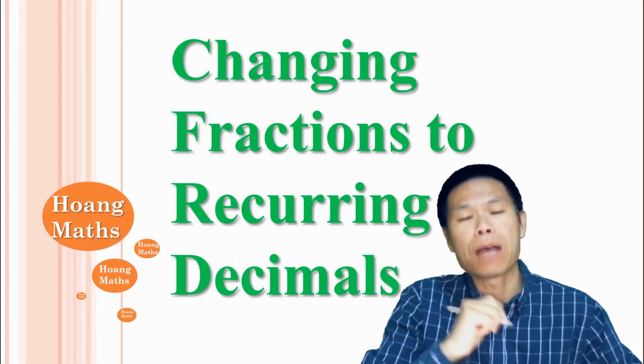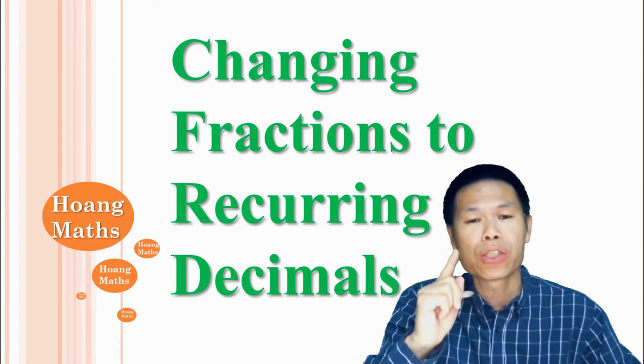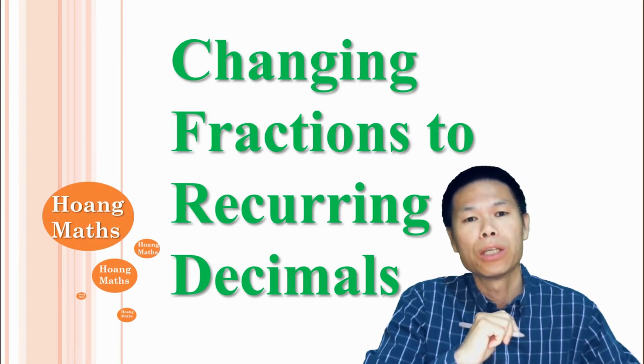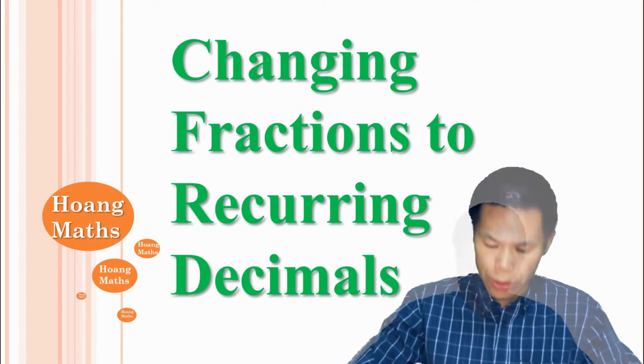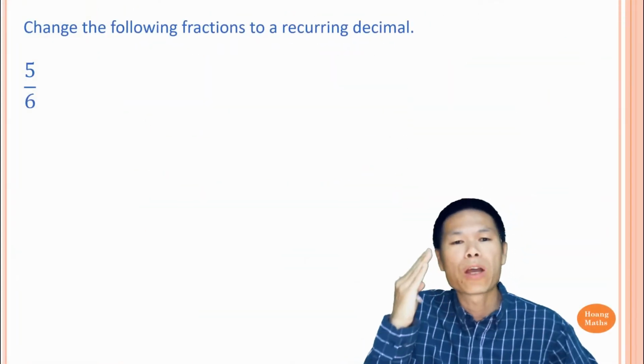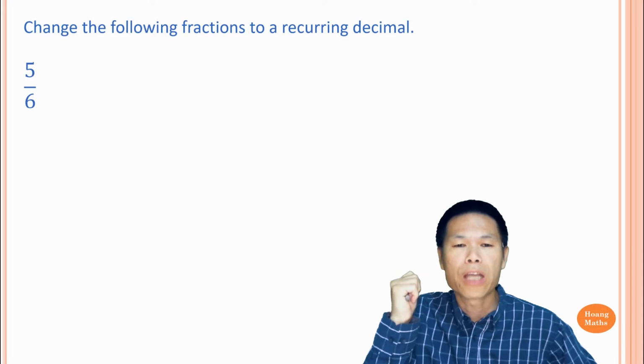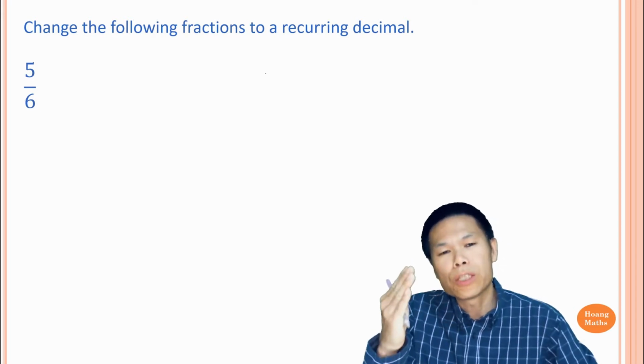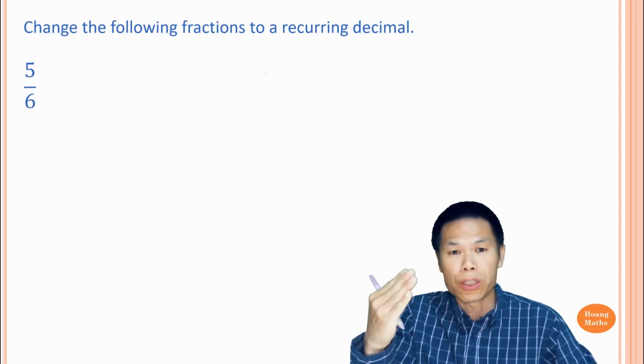So in this lesson, I'm going to teach you how to change fractions to recurring decimals. So let's go straight into it. First one, we want to convert 5/6 to a recurring decimal. To do this, we just use long division.